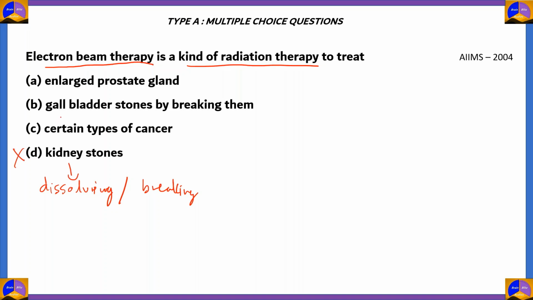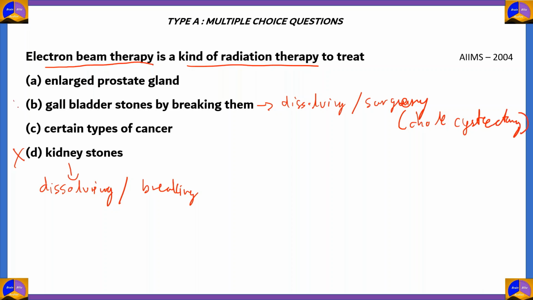What about option B? Gallbladder stones by breaking them. Again, these have a similar treatment of either dissolving using medication or surgery, which is essentially removing the stone from the gallbladder. And this is known as cholecystectomy. So option B is incorrect.